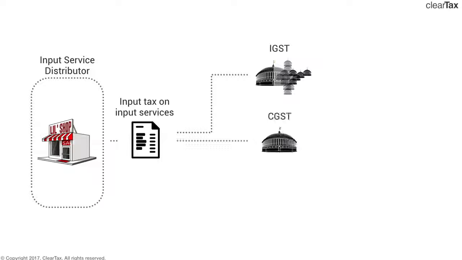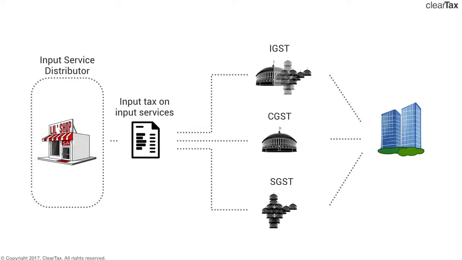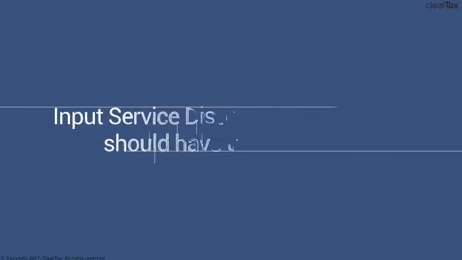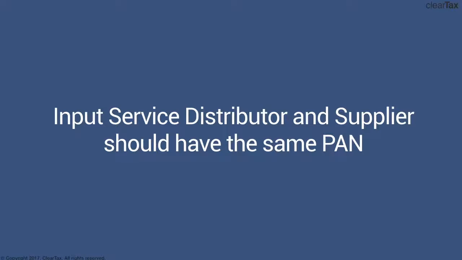Now we know that input tax would contain SGST, CGST and IGST, and he'll be able to distribute all of these taxes to a supplier of goods and services having the same PAN as the office of the supplier, the input service distributor. So there's the important rule that you'll have to keep in mind. The input service distributor and the supplier should have the same PAN. Only then input service tax credit can be transferred to this supplier, can be distributed.